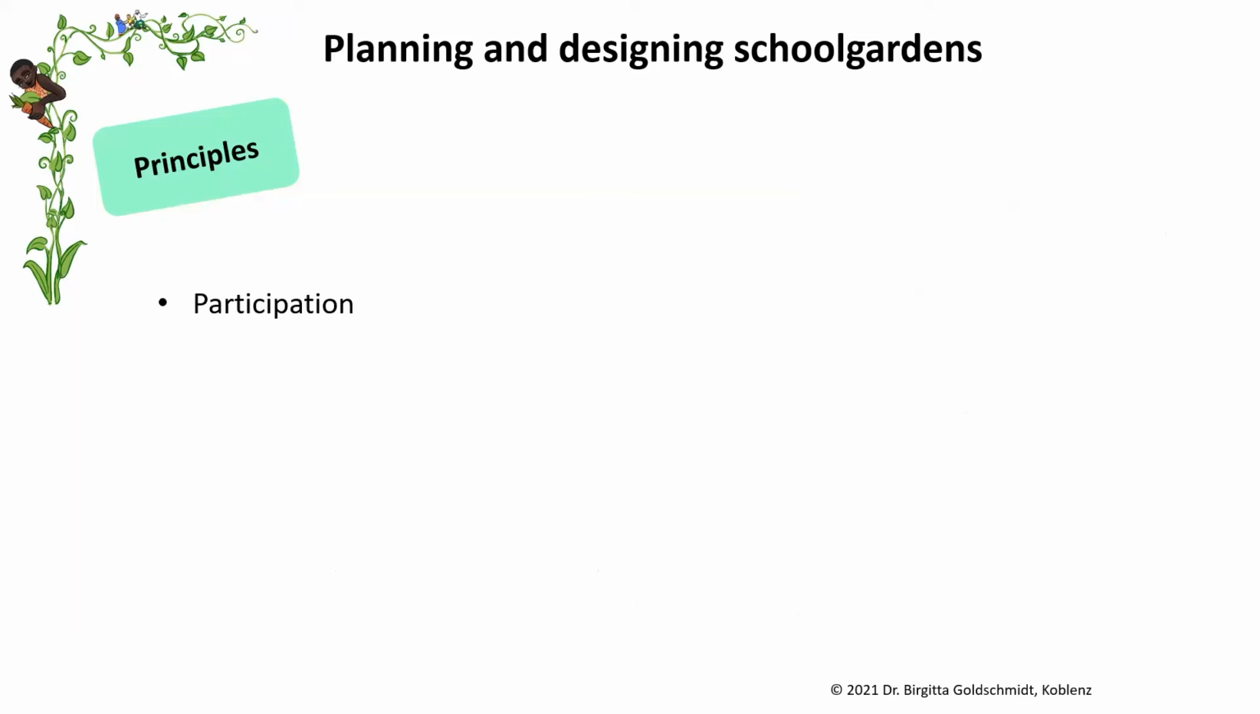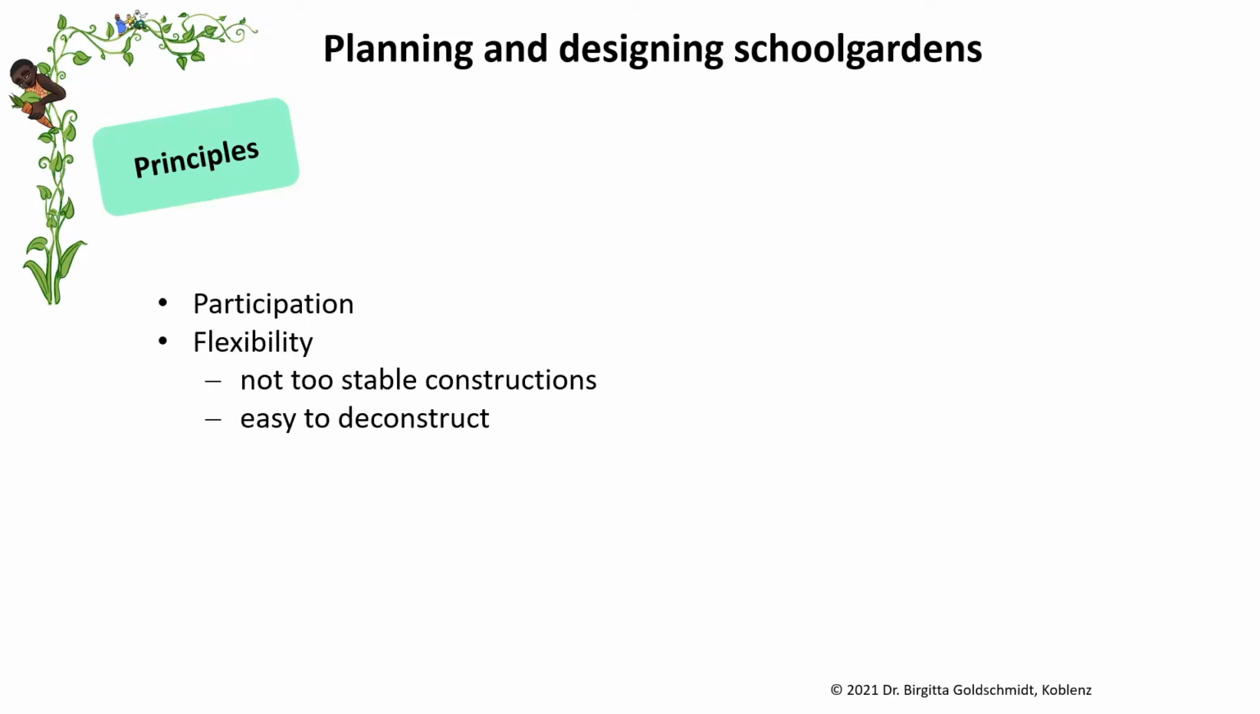I just want to show you the principles, because I think they are very important. One of the most important principles is participation. You should involve in your planning all people and all institutions which have anything to do with it, especially the municipalities and the officials who can decide about the ground and the space where you want to construct your school garden. Then one very important principle is flexibility.